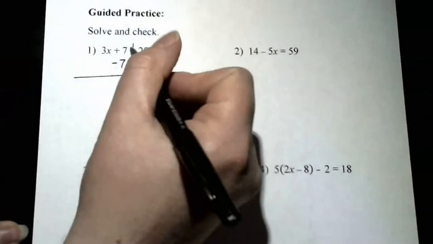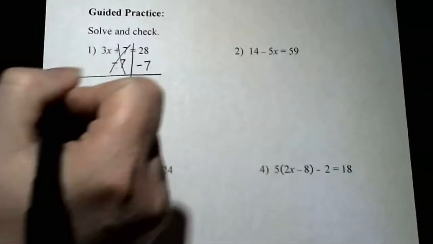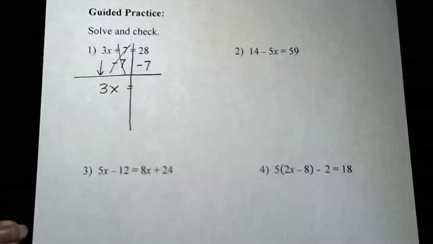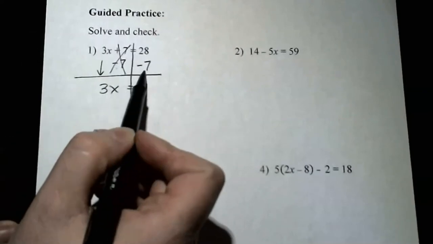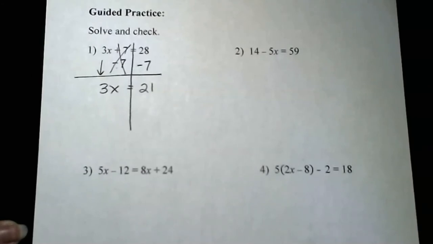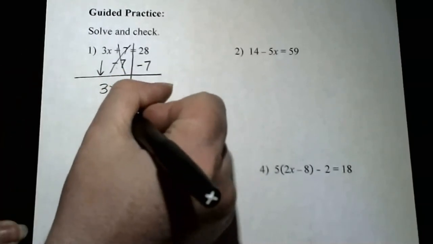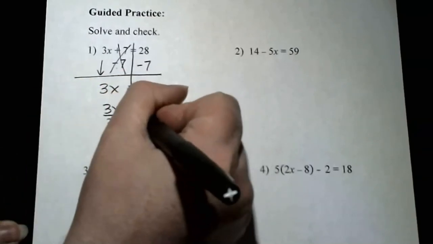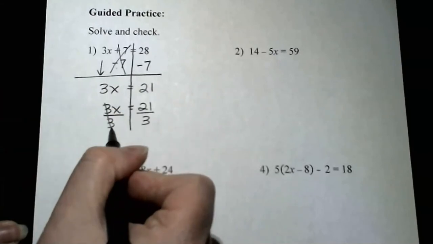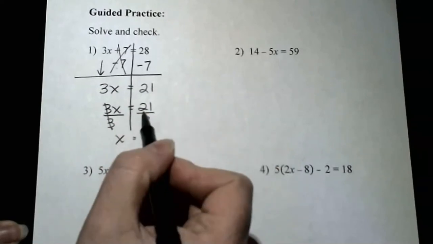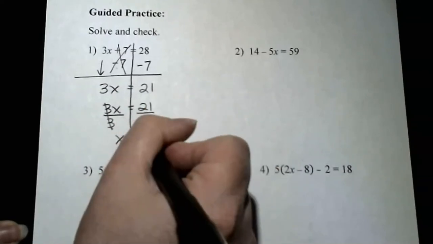Then I'm going to regroup. The 7's canceled over here, and all I have left is 3x. So my variables are alone on the left, and then 28 minus 7 is 21. Okay, now that I have the x's on the left and the numbers on the right, I divide by the coefficient. So I'm going to divide both sides by 3 so that these 3's will cancel and all that's left is x. And then 21 divided by 3 is 7.